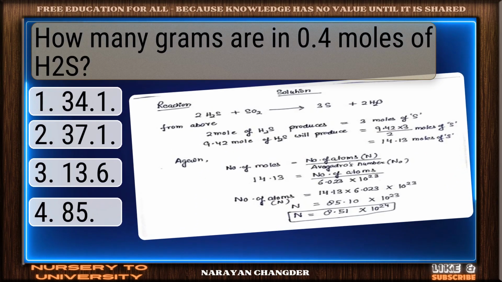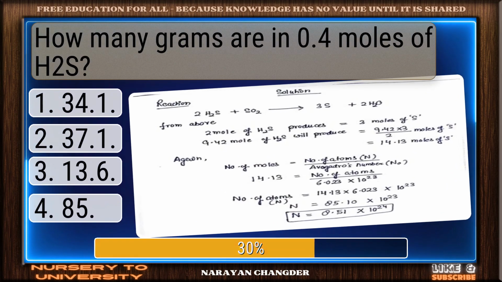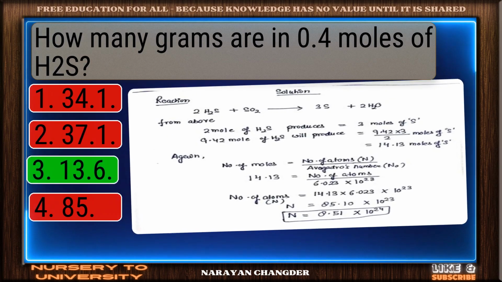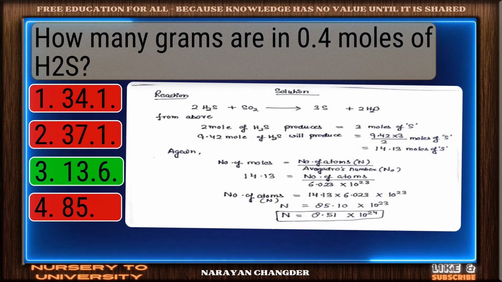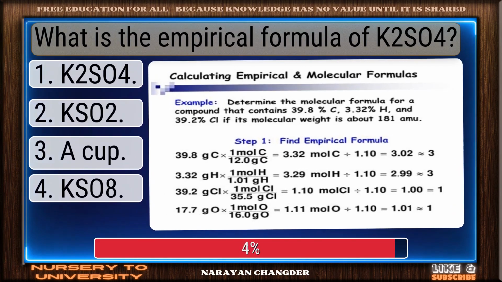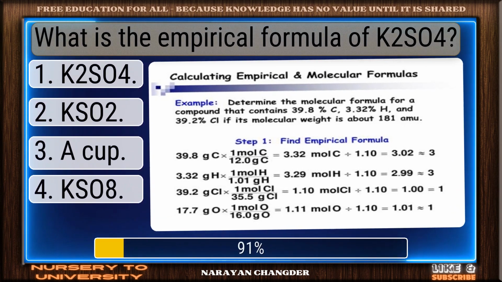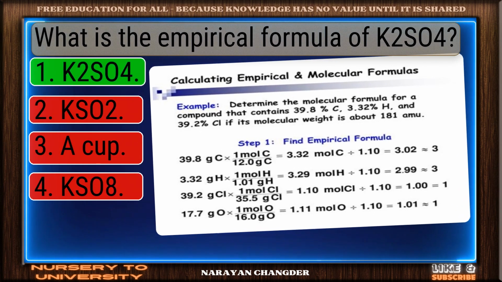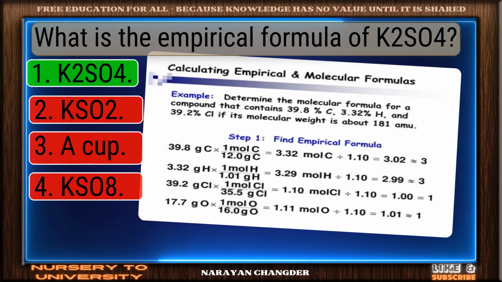How many grams are in 0.4 moles of H2S? Strong choice. 13.6 is the right answer. What is the empirical formula of K2SO4? Well picked. K2SO4 is the correct answer.